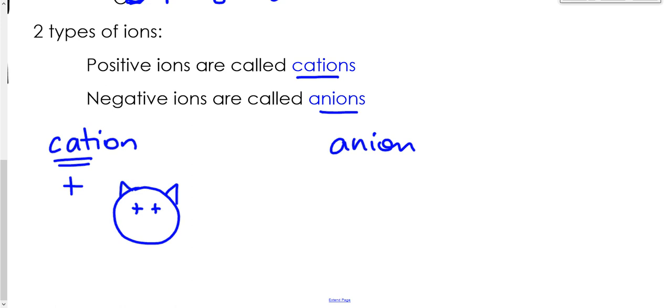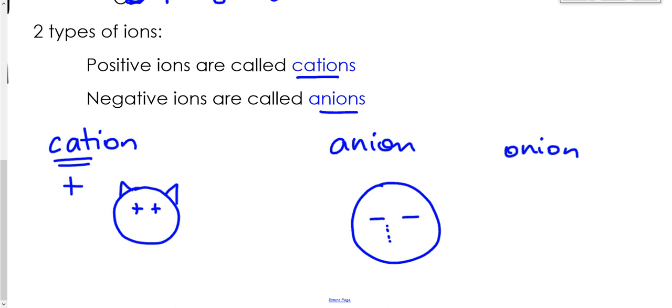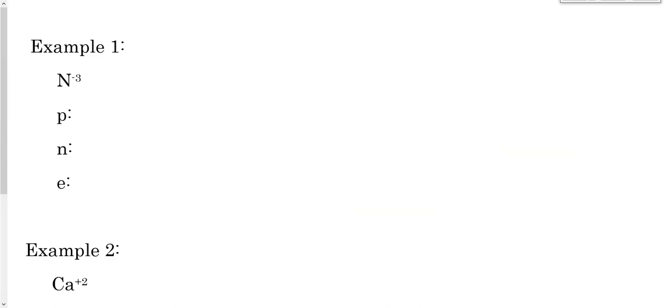So anion, a lot of students say, well, that looks just like the word onion, one letter difference. And remember, if you've ever cut onions, your eyes close and you cry. So onions make you cry, so we've got these minus signs for eyes. Yes, I know it's silly. It might help you. All right, so let's do 2 more examples.